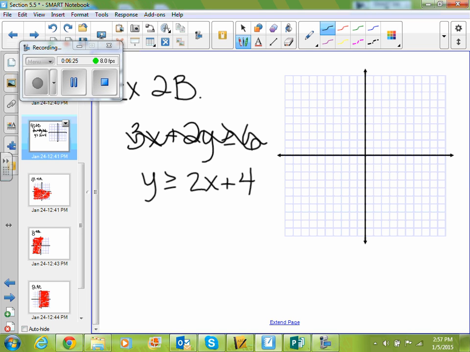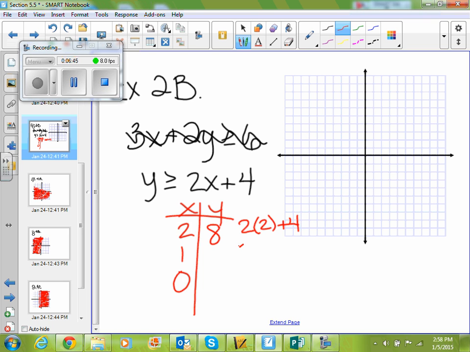Okay, so y is greater than or equal to 2x plus 4. So I'm going to make a table of values. What do you guys want to use for your x's? 0, 1, 2. Okay. So if I plug in 2, 2 times 2 plus 4 equals 8. If I plug in 1, 2 times 1 plus 4 is 6, and 2 times 0 plus 4 is 4.